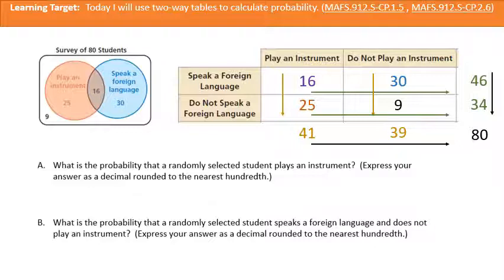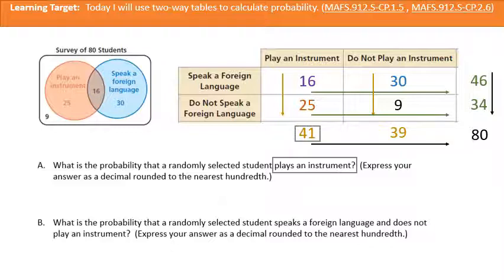Now this one's a little bit tricky because usually they give us two things. They would say something about speaking a foreign language and playing an instrument, but they don't here. All they say is what is the probability that a randomly selected student plays an instrument, period. What that means when they only give you one variable, they want you to find the total of the people that fall in that category. So how many people total play an instrument? That means they could say yes or they could say no to speaking a foreign language. And we've already found that number. It's 41. We added those numbers up already.